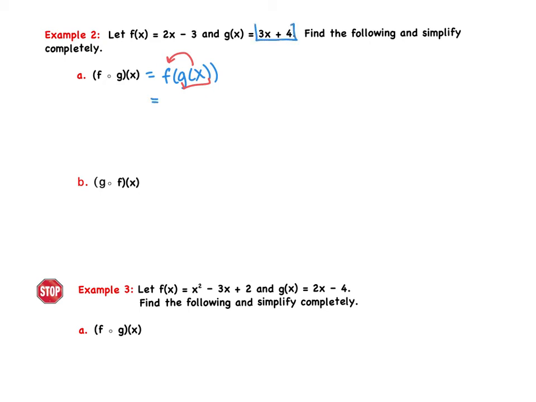So here is our g. That's going to go in place of x. So we have 2. Instead of x, though, we're replacing it with 3x plus 4 minus 3. So we're going to simplify. Distributing that 2, we get 6x add 8 minus 3. Final answer being 6x add 5.